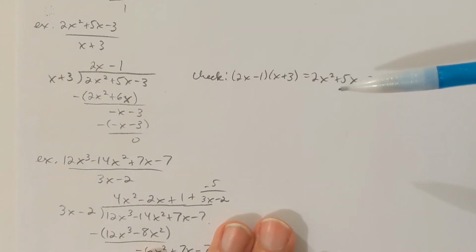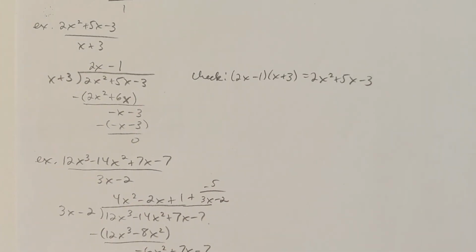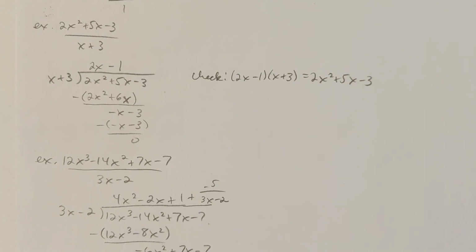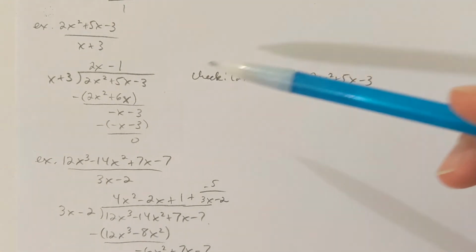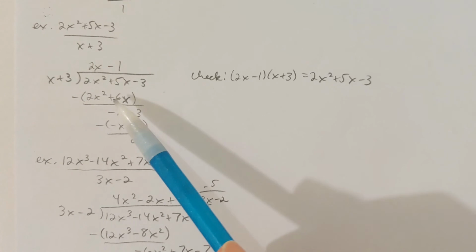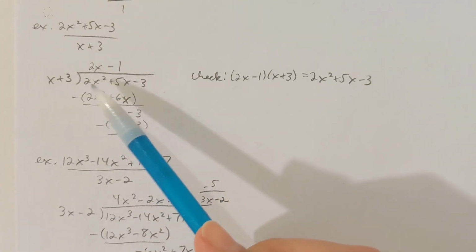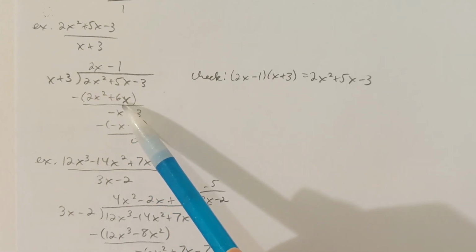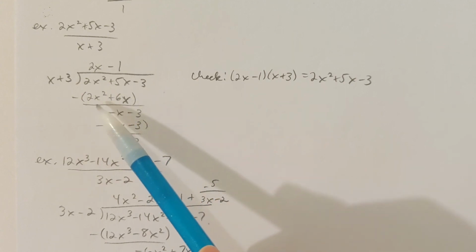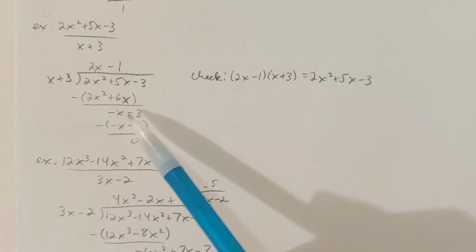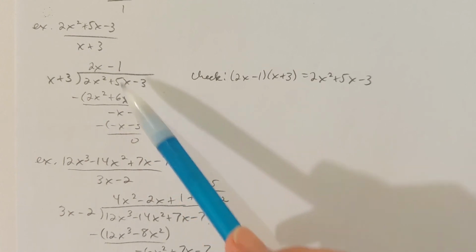Okay, so for example, suppose that we had 2x squared plus 5x minus 3 divided by x plus 3. Well, x plus 3 is going to go outside the division bar. 2x squared plus 5x minus 3 is going to go underneath it. And I'm going to begin by thinking of an expression such that when I multiply by x, I get 2x squared. Well, 2x will do it. 2x times x plus 3 is 2x squared plus 6x. Okay, and I want to subtract the whole thing. 2x squared minus 2x squared is 0. 5x minus 6x gives me negative x. And I can bring down the minus 3. And I can divide it again.